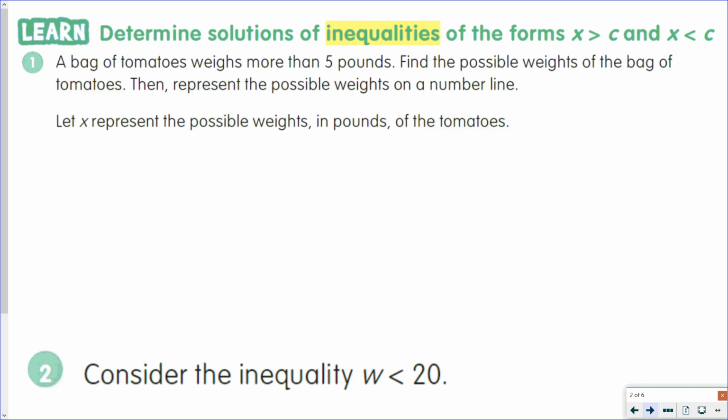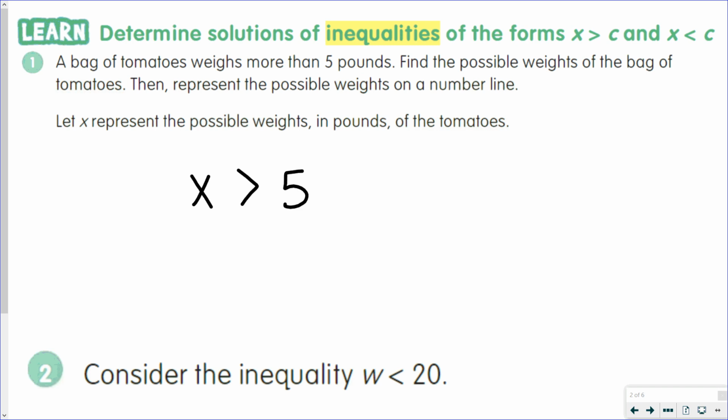So since we don't know specifically how much it weighs, we are going to use our variable of x, because it says here to let x represent the possible weights in pounds of the tomatoes. Well, what we do know is that it's more than 5 pounds. So we know that we're going to be comparing that x to 5 pounds. And since it's more than 5 pounds, we know that x is going to be greater than 5. So again, it could be 6 pounds, it could be 10 pounds, it could be 40 pounds. We just don't know.